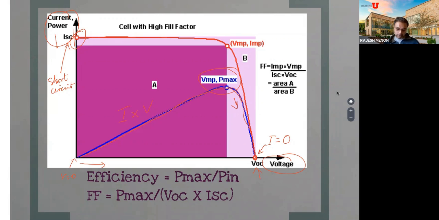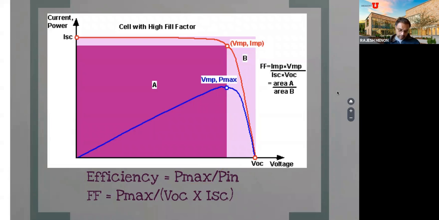Now, there's a couple of important terms to be aware of. First of all, efficiency is simply the maximum output power, so this point here, divided by the input power, which is of course the light, right? This is the intensity of the light multiplied by the area of the solar cell. That's efficiency. By the way, that's a really difficult thing to measure accurately. We'll talk more about that shortly.